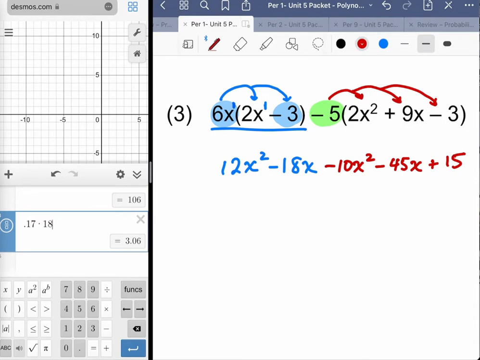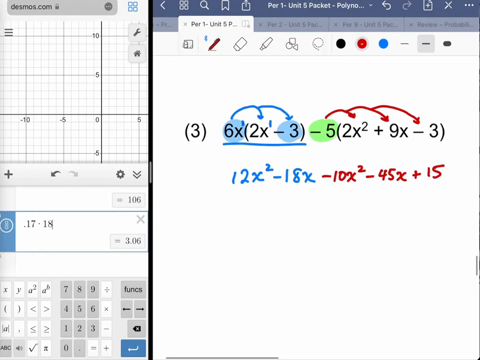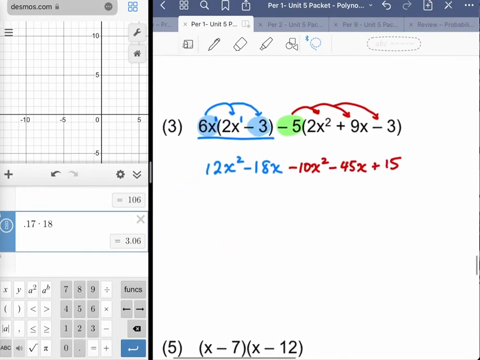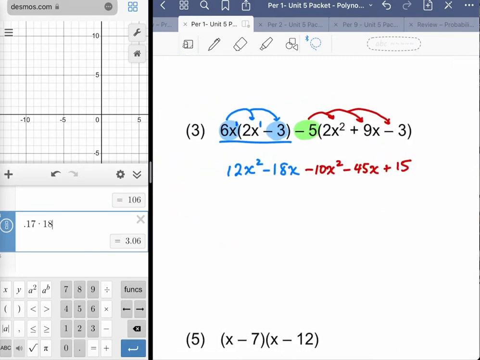The added step here is that we have to combine some like terms, right? That's covered in this little statement here. To simplify each of the following expressions, when they say simplify, they mean down to its simplest form, right? So it's kind of implied, but it's also just what the term means. So if it can be simplified further, it must be, right?